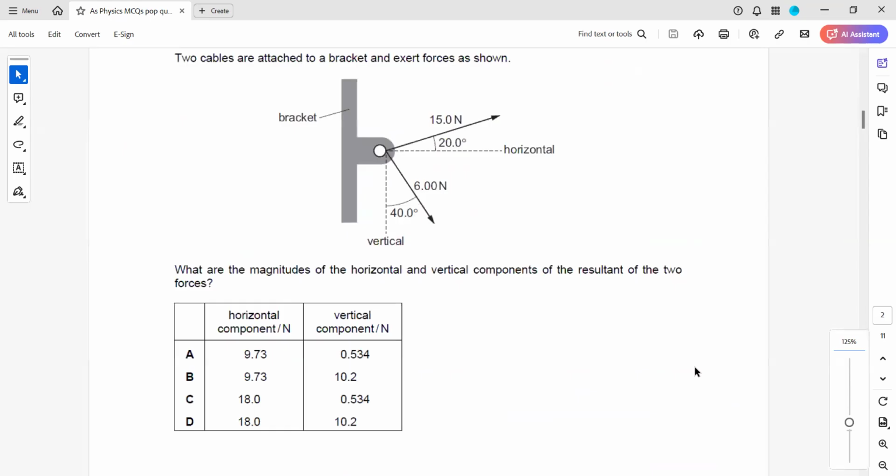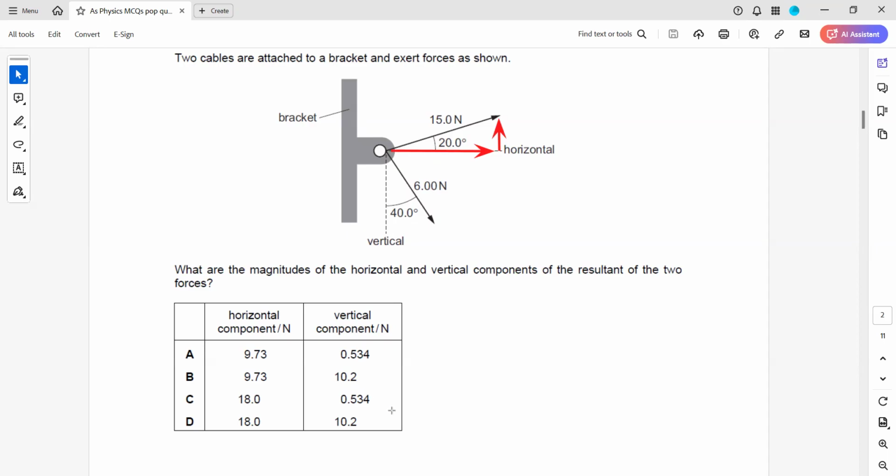In question three, two cables are attached to a bracket to exert a force, as you can see. What are the magnitudes of the horizontal and the vertical components of the resultant force? So how we can work out, first, if you see the 15 Newton force, it will have two components. One is the horizontal, another one will be the vertical. The component of the vector which is next to the angle is always the cosine. And the component of the vector which is opposite to the angle is sine.